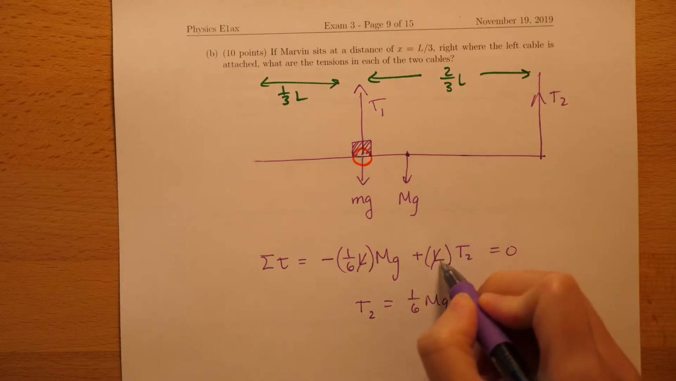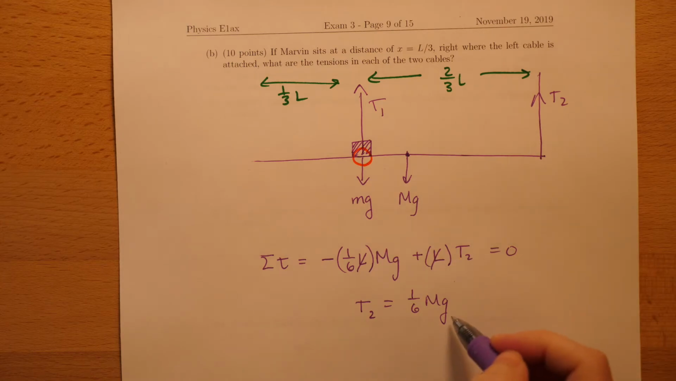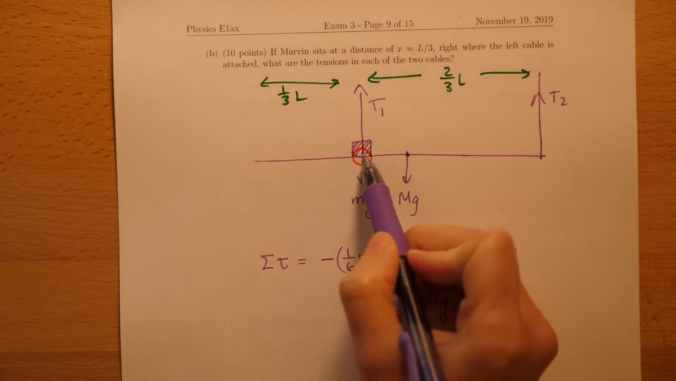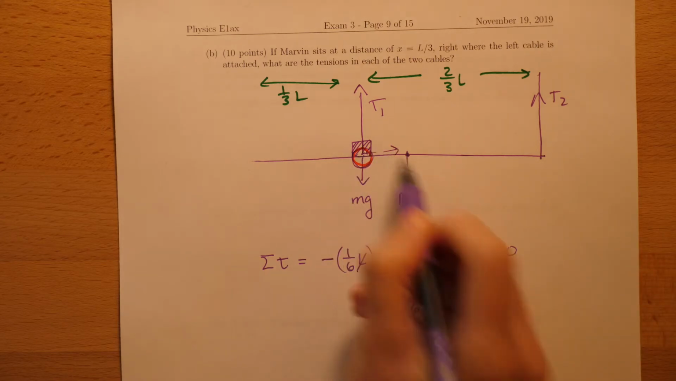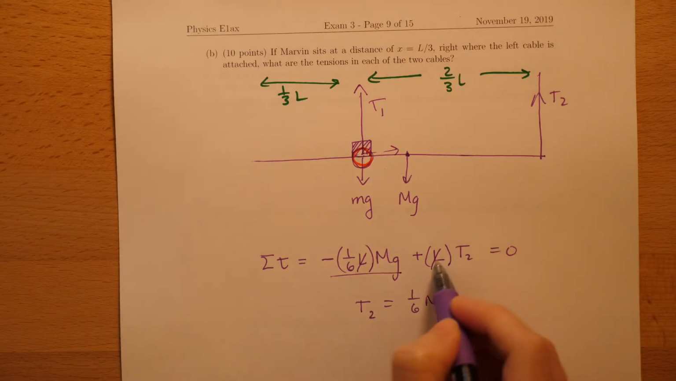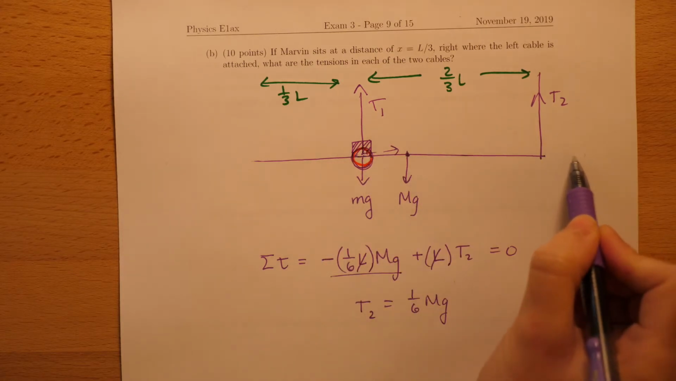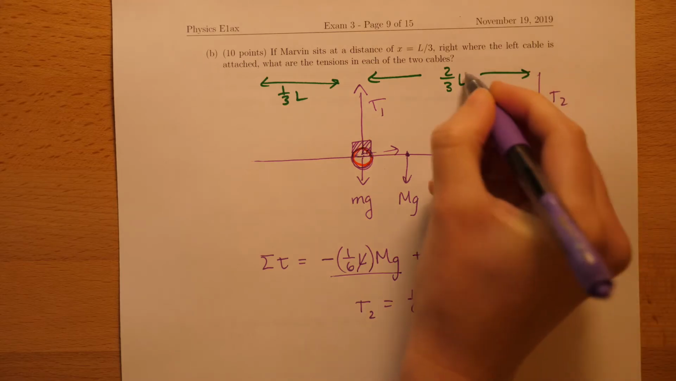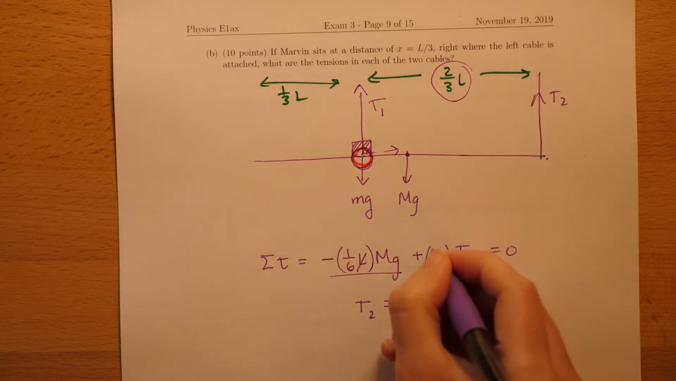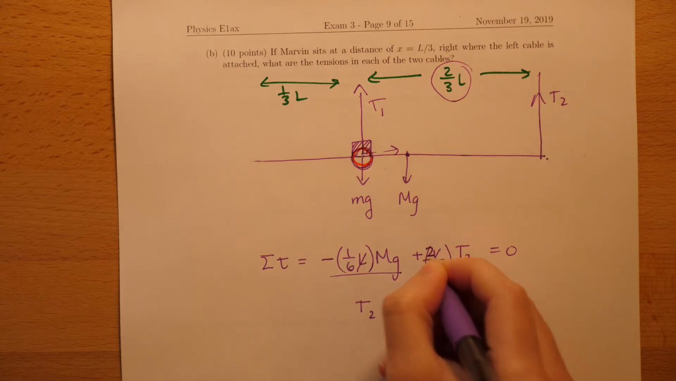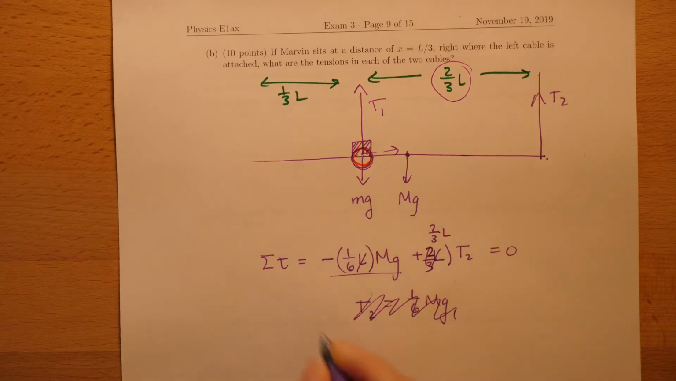Oh, this was not L. Okay, so what did I do? I was supposed to use the distance from the pivot, so I did that correctly for the first term. But I did not do it correctly for the second term, because I need to go from the pivot over to the point where the force is applied, which is actually just a distance of 2/3 L. So instead of having an L here, I should have had a 2/3 L.